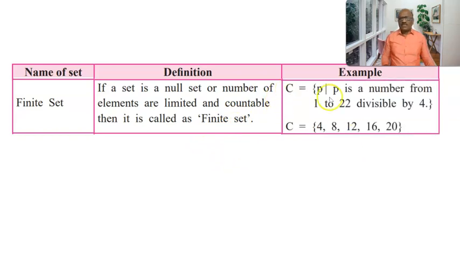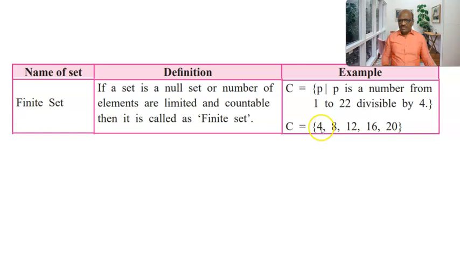Example: C = {p : p is a number from 1 to 22 divisible by 4}. The numbers are 4, 8, 12, 16 and 20. These are the numbers divisible by 4, between 1 to 22. 1 to 22 मधले हे असे नंबर्स आहेत की त्या नंबर्सला 4 ने डिव्हिजन जातं. This type of set is called the finite set.